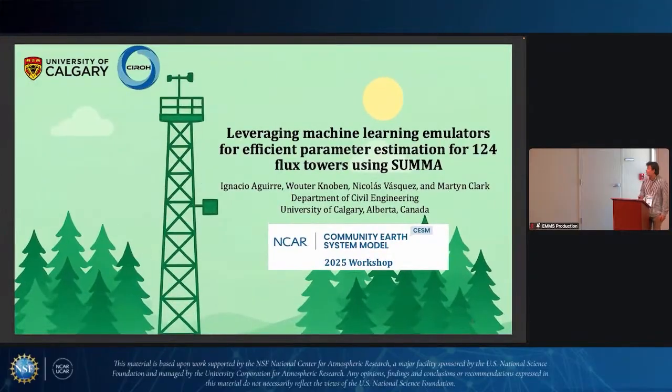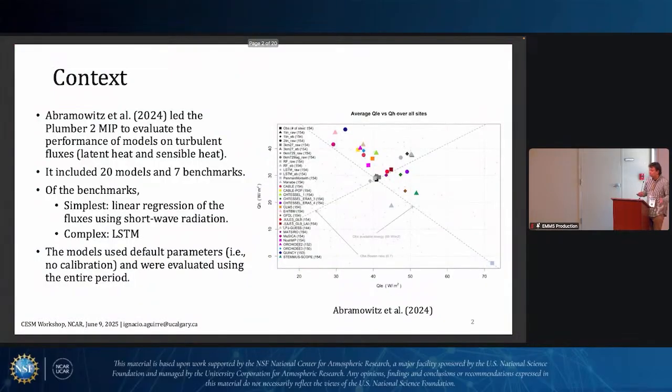Great. So I'm Ignacio, and I'm going to present how we also use simulators on PLUMBER2 flux towers. Gab Abramowitz led this PLUMBER2 paper where he compared 20 models and 7 benchmarks. There is the simplest benchmark, a linear regression of the fluxes using only shortwave radiation, and a complex benchmark with an LSTM model. The models use default parameters, there is no calibration, and they're evaluated using the entire period.